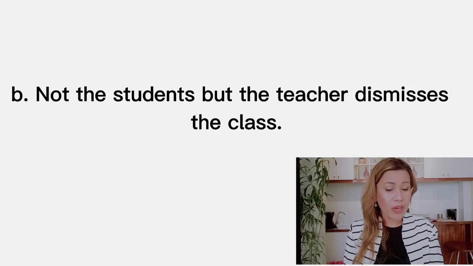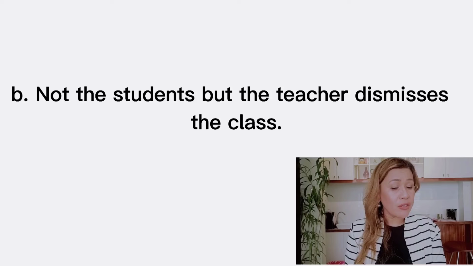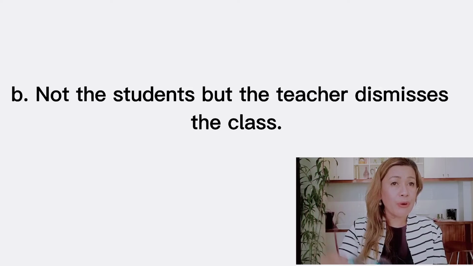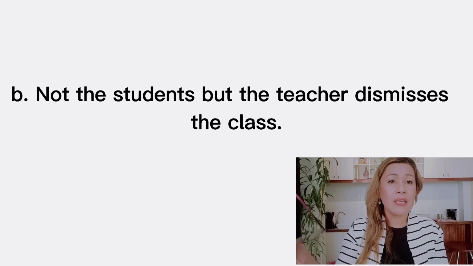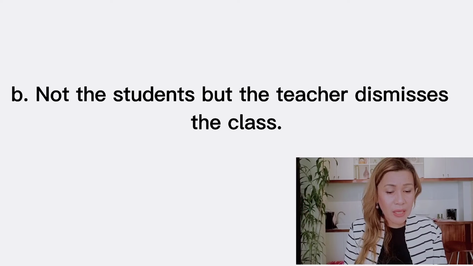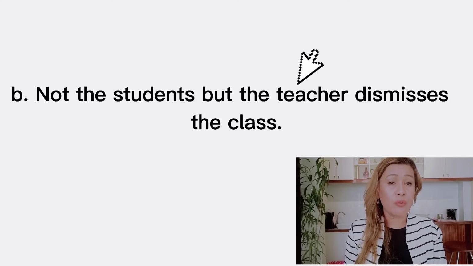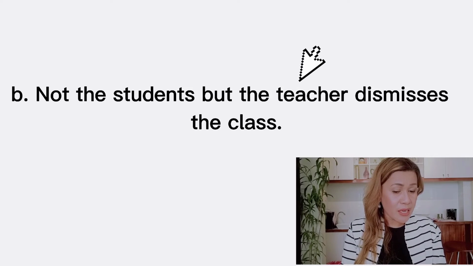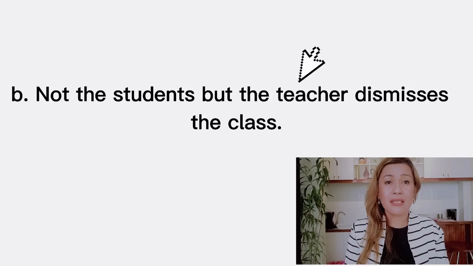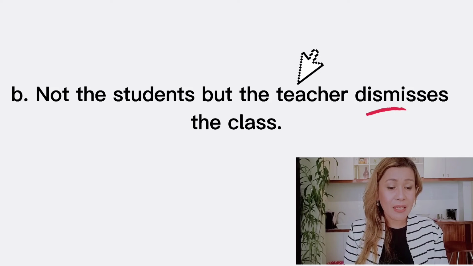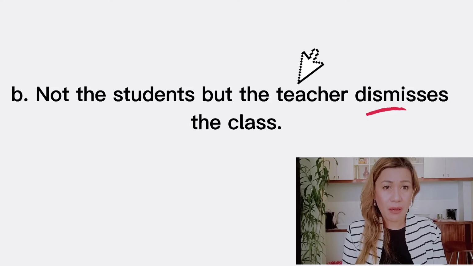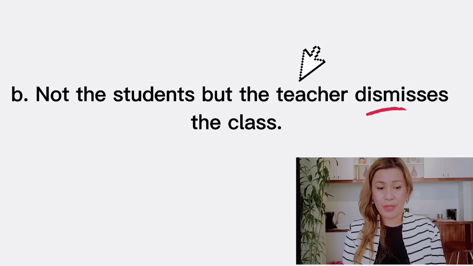Now, let's analyze now. We have two subjects here. Not the students, meaning this is our negative subject, but the teacher now is our positive subject. Remember that the rule says the verb agrees with the positive subject. So, we have to locate our positive subject. So, we have here the teacher, which is singular, as our positive subject. Therefore, this is singular. This will be paired with a singular verb. Dismisses is a singular verb. So, we have an agreement here of subject and verb. Okay?